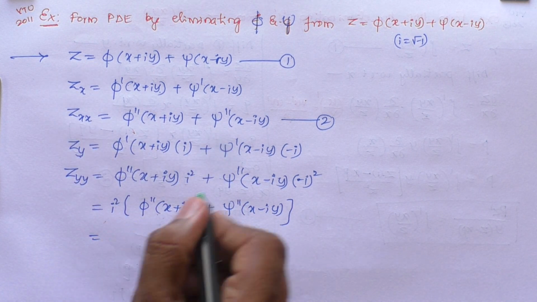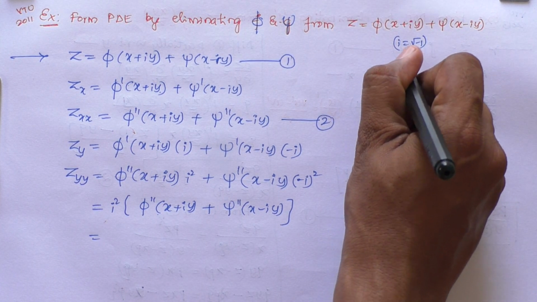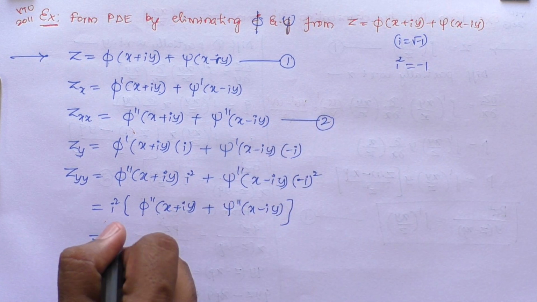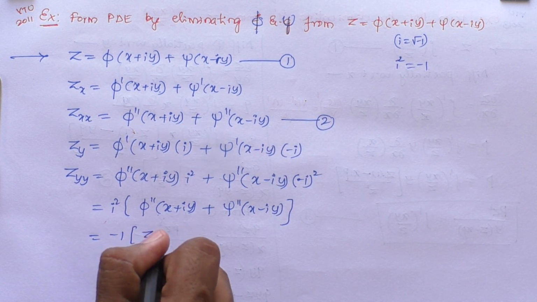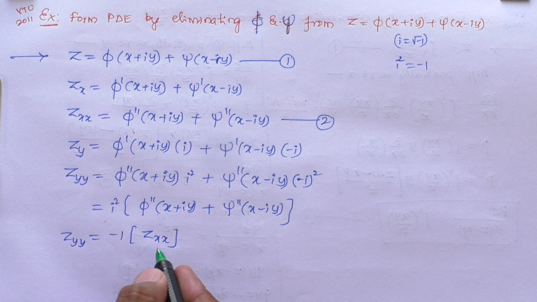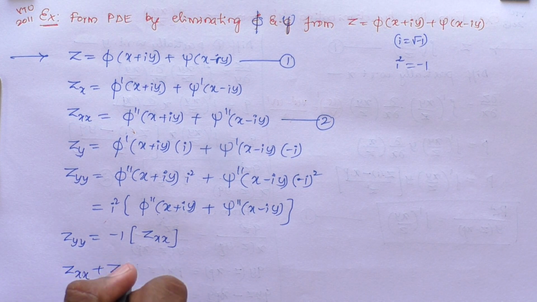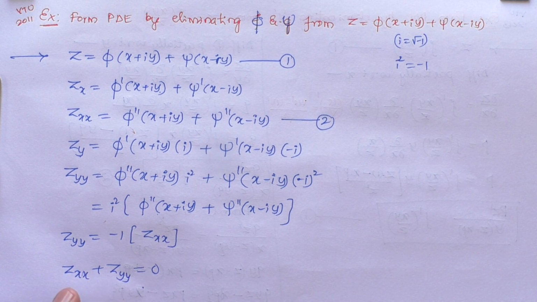But we know phi double dash plus psi double dash is zxx. And i is the square root of minus 1, so i square is minus 1. So minus 1 into the bracket zxx. So zyy equals this, that is minus zxx. Taking this side, zxx plus zyy equals 0. So this is the required PDE, or in terms of notation, zxx is r and zyy is t, so r plus t equals 0. This is the required PDE.